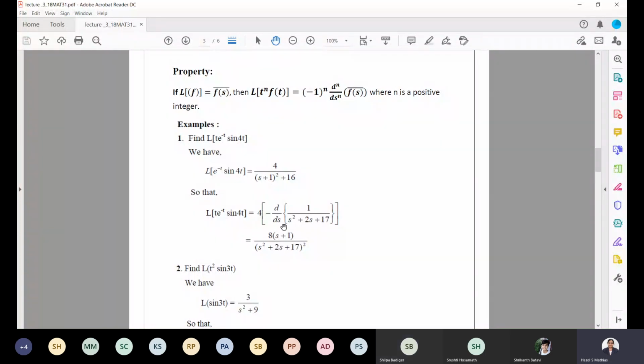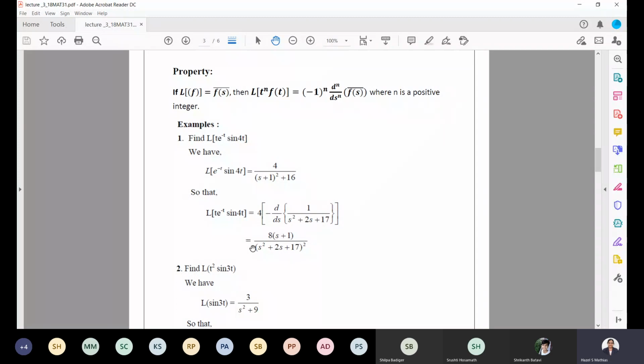So what do we get over here? 2s plus 2. In the numerator, negative of 2s plus 2 we will get, and that negative gets cancelled. 2 you can take outside. 2 into 4 is 8 into s plus 1. So this is what we get after differentiating using the u by v rule. The u by v rule is denominator into differentiation of 1, minus 1 into differentiation of the denominator.